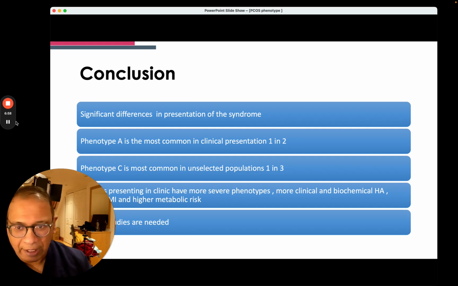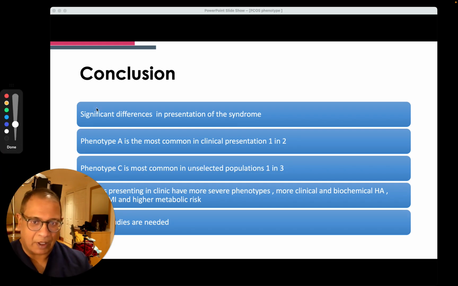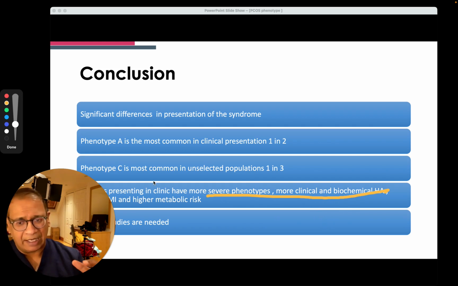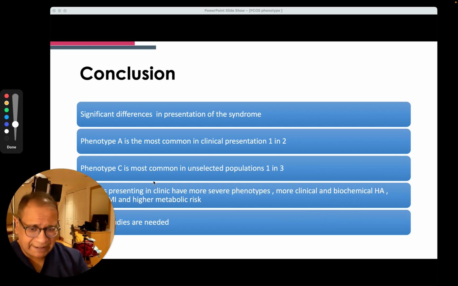So if you have a look at the conclusion, type A is the commonest presentation in referral populations, while type C is the commonest in the unselected population. Type A and type B are more likely to be severe phenotypes, with more clinical and biochemical hyperandrogenism. It makes it easier to understand PCOS when you look at the phenotype, making classification better, making treatments much better, and understanding PCOS much better.